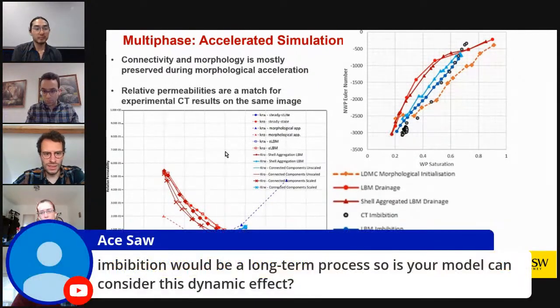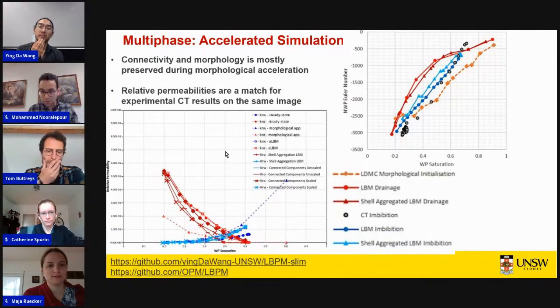Okay, we have one more question here by Ace Saw, who is saying that imbibition would be a long-term process, and is asking if the model can consider this dynamic effect. I guess you kind of hinted towards that in the answer to your last question, right?